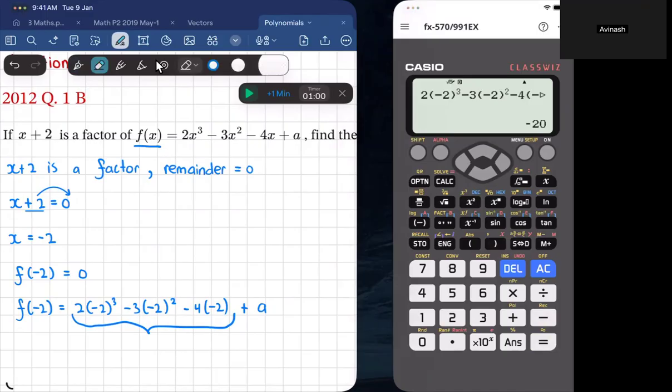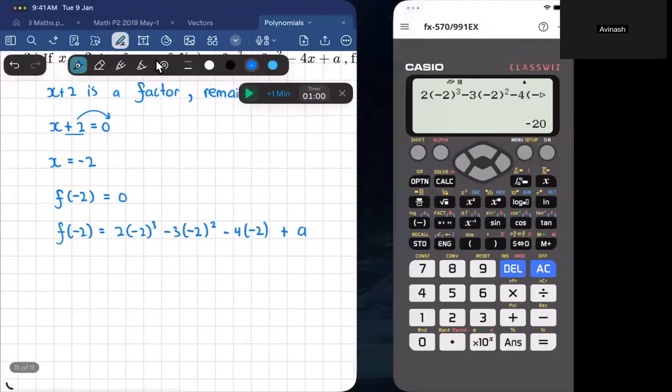Yes, sir. Right. And just remind me, Avinash, what is f of minus 2 equal to? What do we know it's supposed to be equal to? 0. Right, because x plus 2 is our factor. So we could write 0, and 0 would be equal to minus 20 plus a.